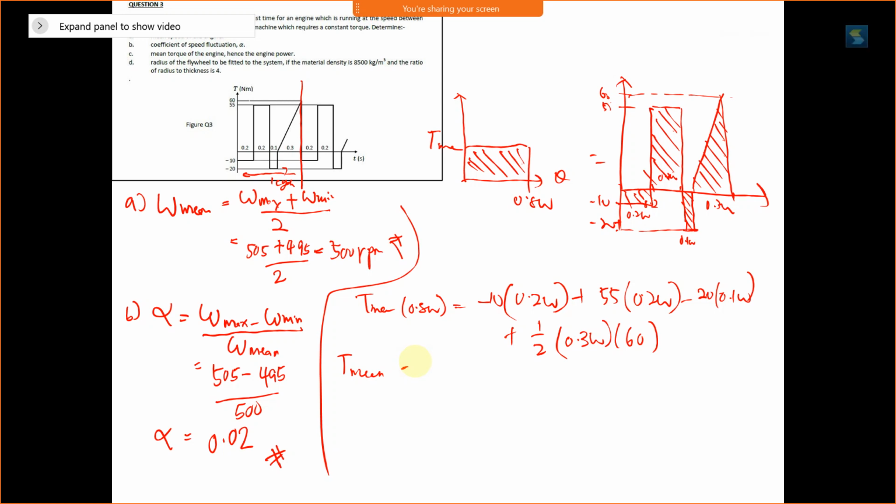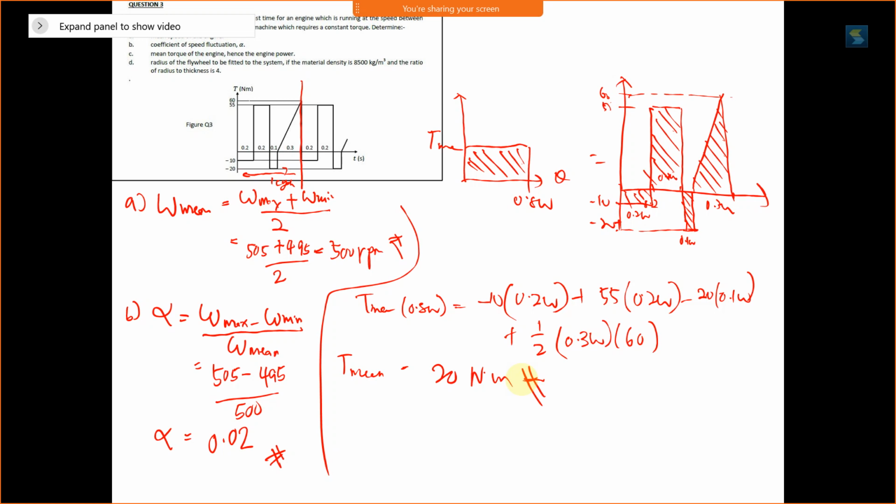So this is our answer, 20 Newton meter. Okay. And then D. Okay, in D what do we want to get? Radius of the flywheel to be fit to the system if the material density is 8500 and the ratio of radius to thickness is 4. How do we do that? What do we have there? Material density and also the ratio of thickness. So any idea?